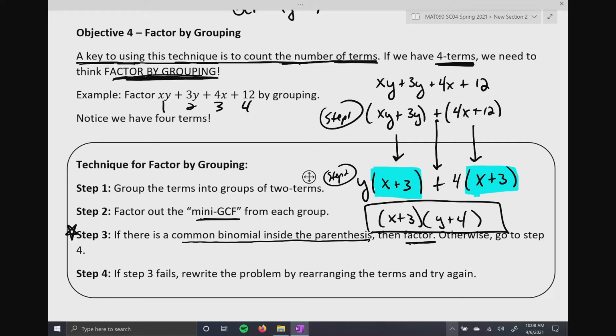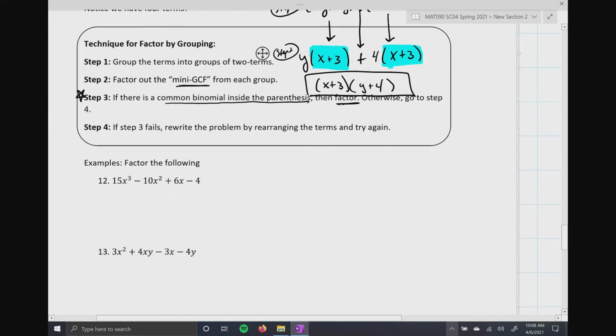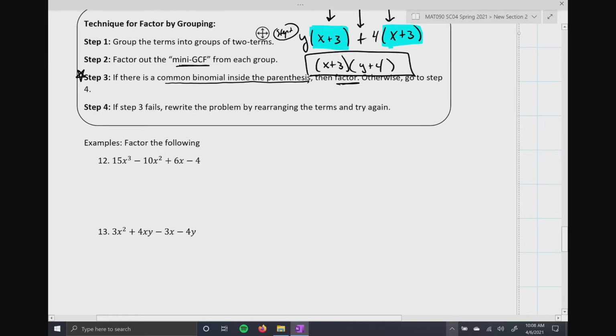So, let's zoom out here a little bit. Leave my steps up there. We're going to go ahead and do number 12. Okay? So, if you want, you can watch. If you want, you can follow along. All right?